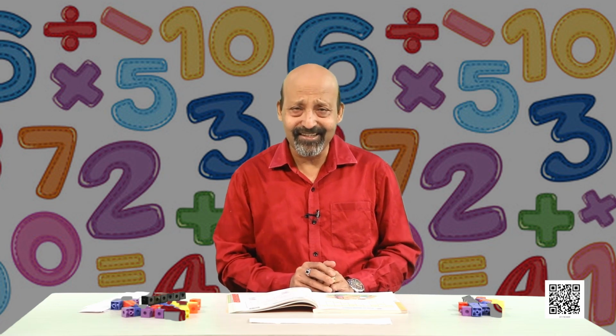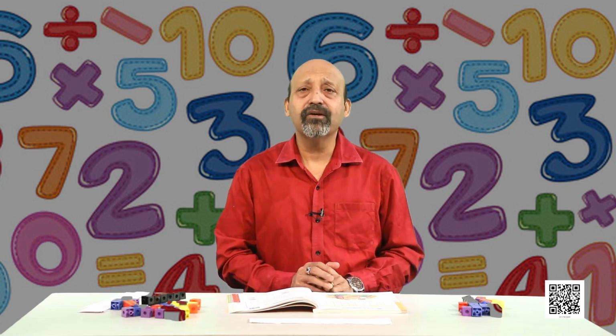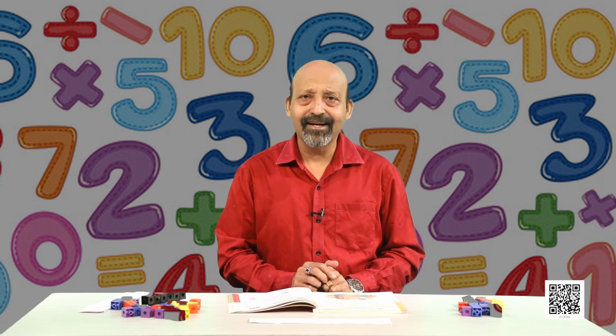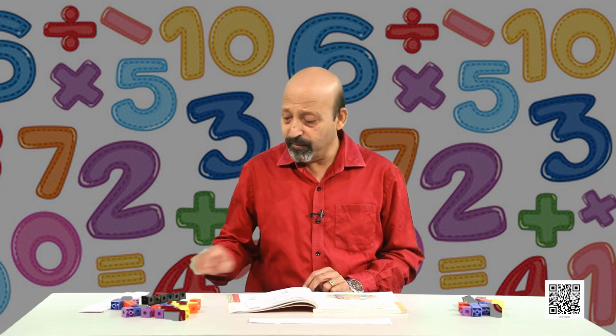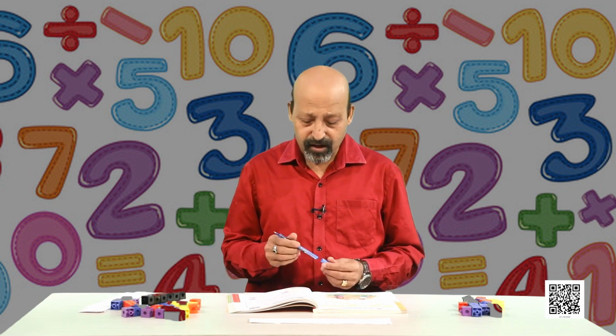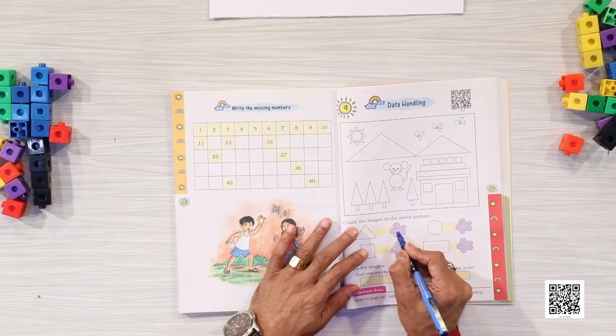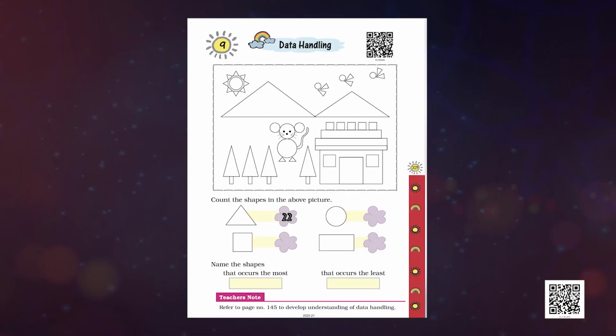Okay? So, you have many such situations in your daily life wherein you can count and can find which occurs the most, which occurs the least. Can you now tell me, if I write down the numbers here, so how many triangles were there? These were 22.